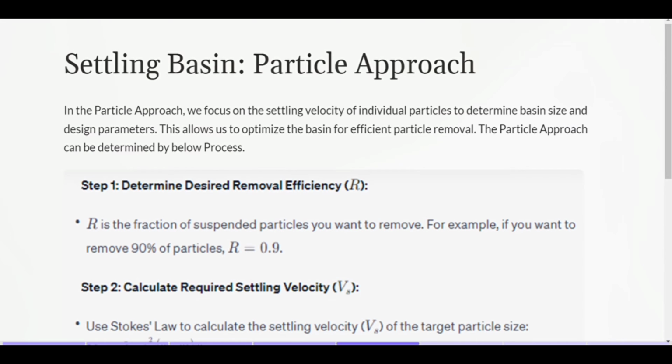Settling basin, particle approach. In the particle approach, we focus on the settling velocity of individual particles to determine basin size and design parameters. This allows us to optimize the basin for efficient particle removal. The particle approach can be determined by the below process.